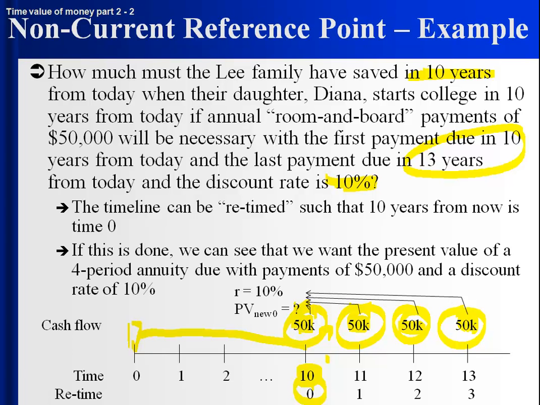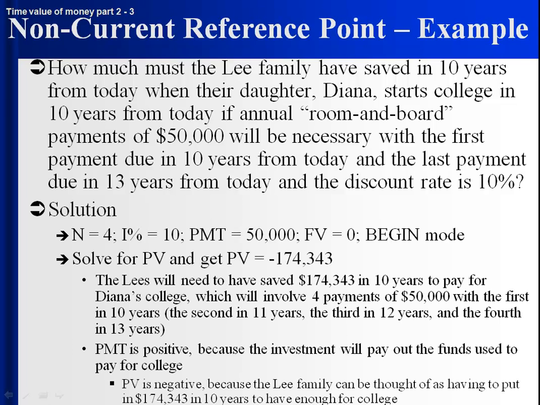And that, when we get out of our time machine and look at it that way and retime it, is simply wanting to know the present value of a 4-period annuity due, because there's 4 payments of 50,000 with a discount rate of 10%. 50 plus 50 over 1.1 plus 50 over 1.1 squared plus 50 over 1.1 to the third. And that's pretty easy to do. Let the calculator do all the work. 4 payments, they start right away, 50,000, interest rate of 10%. Present value, that's 174,343, and that's how much the Lees need to have saved.